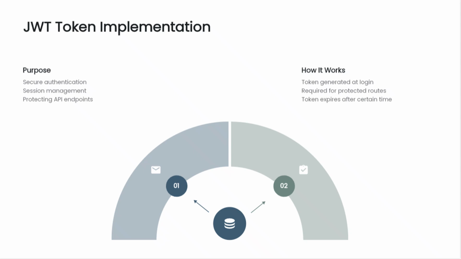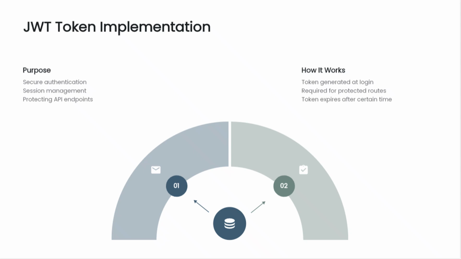JWT token implementation. JWT, JSON Web Tokens, are at the heart of our session management. Their purpose is threefold: to enable secure authentication, manage user sessions, and protect API endpoints. Here is how it works.